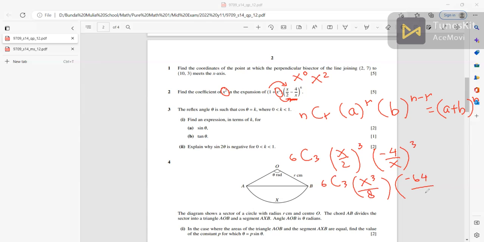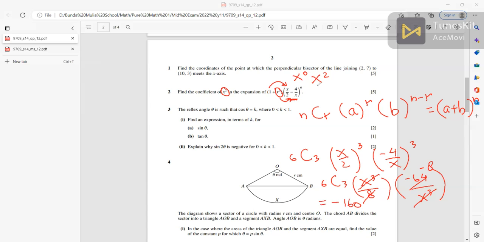Minus 64 per x to the power of 3. So here I can cancel this. So 6 combination 3 times with, here the 8, I can cancel this, become this minus 8. So I only have to times with minus 8. So minus 160. Okay, this is minus 160.